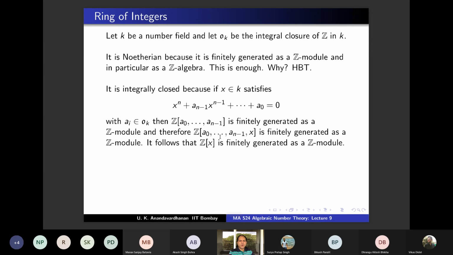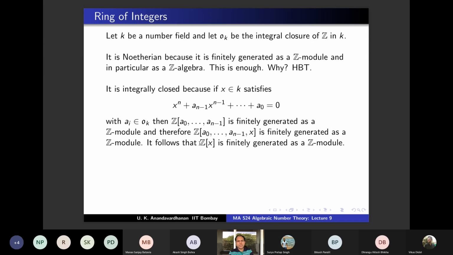Therefore Z[x] is finitely generated as a Z module, because this is a submodule of a finitely generated Z module. That module is finitely generated, therefore it's Noetherian, and Z[x] is a submodule, and a submodule of a Noetherian module is Noetherian. So Z[x] is finitely generated as a Z module. What does this say? If Z[x] is finitely generated as a Z module, then that says that x is integral over Z.